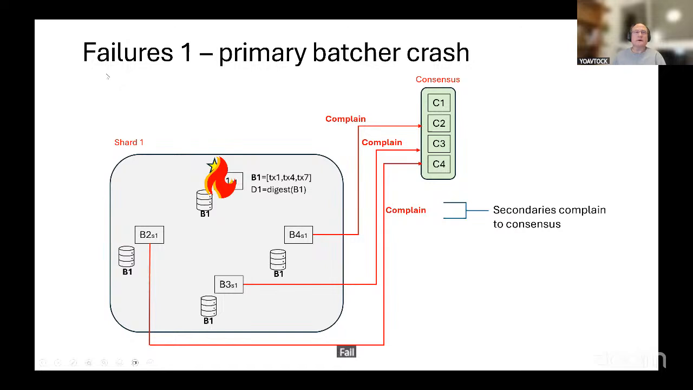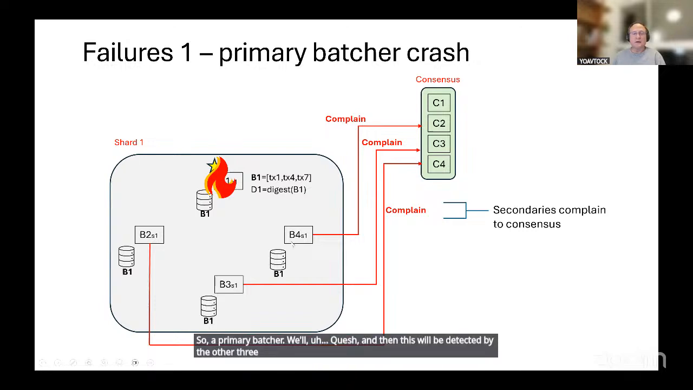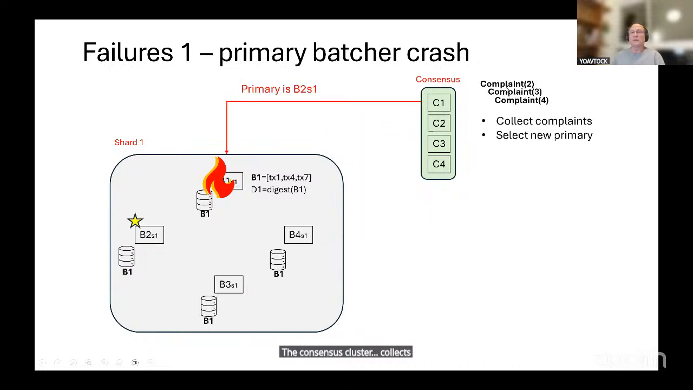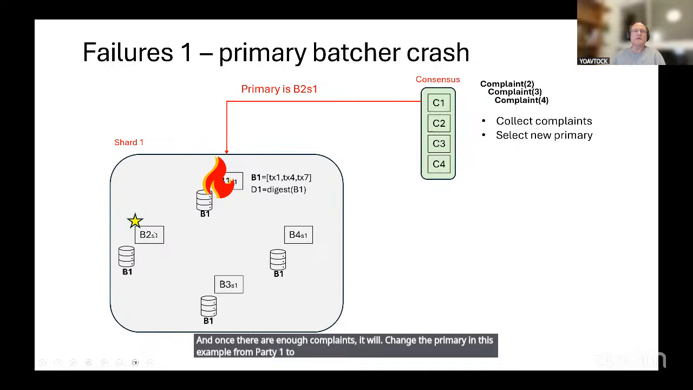Failure one, the first example, would be about a primary batcher crash. So a primary batcher will crash, and then this will be detected by the other three secondaries that want to replicate batches from it. Once they detect this crash, they will complain to the consensus cluster. The consensus cluster collects these complaints, and once there are enough complaints, it will change the primary, in this example, from party 1 to party 2.